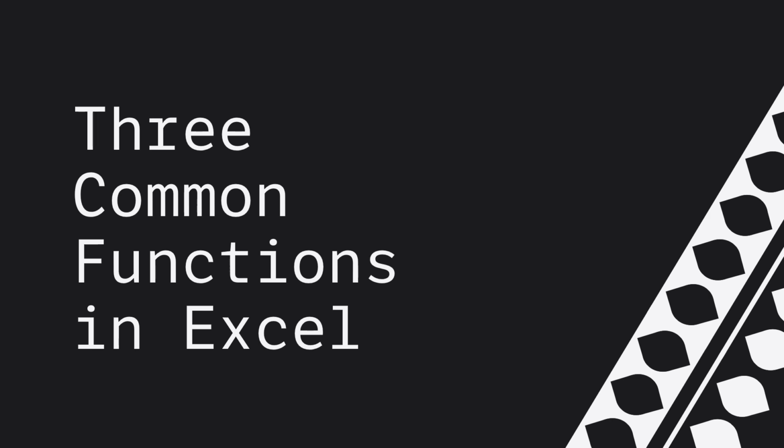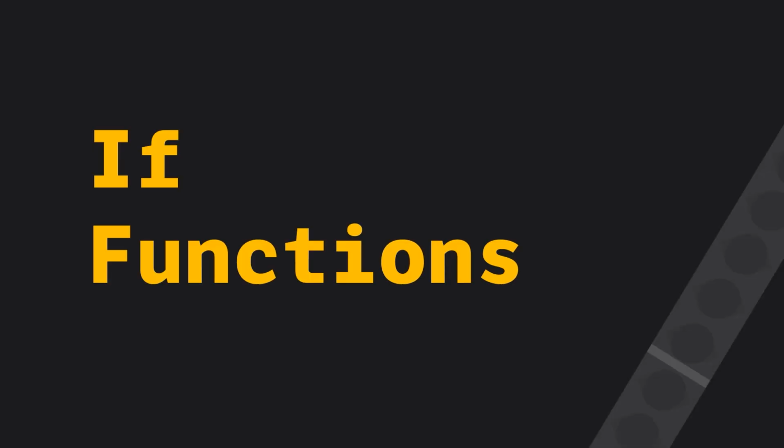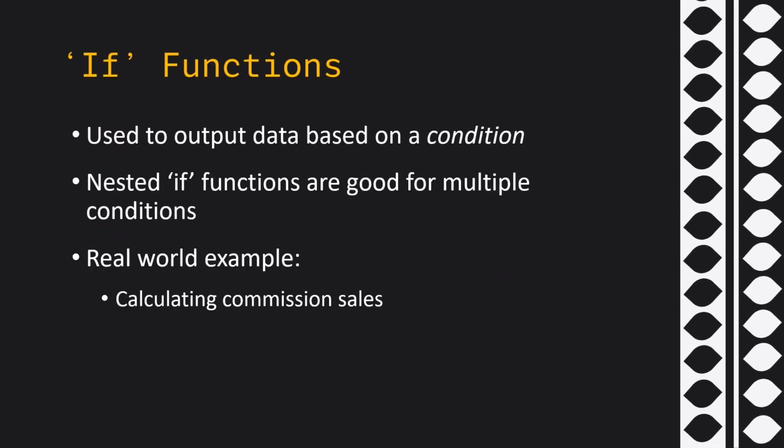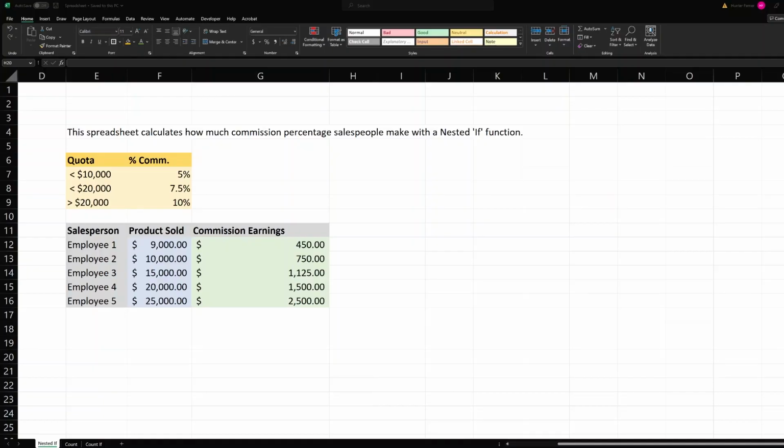But first, I want to walk you through a function you already know, the if function. If functions are primarily used to output a data type based on a condition. And if our condition is dependent on multiple factors, then we can use a nested if function within a parent if function. One way we can see this in action with a real-world example is in calculating how much a salesperson makes on a commission.